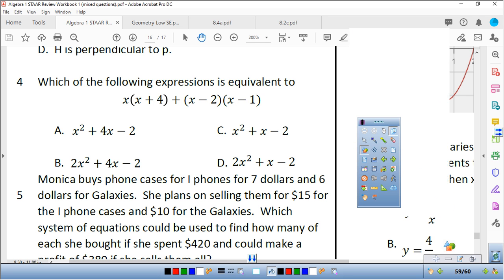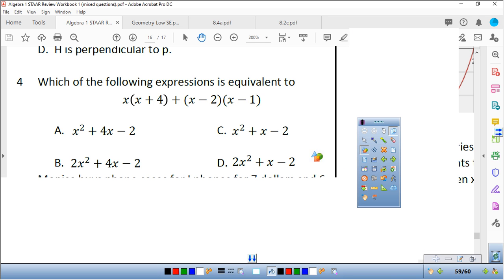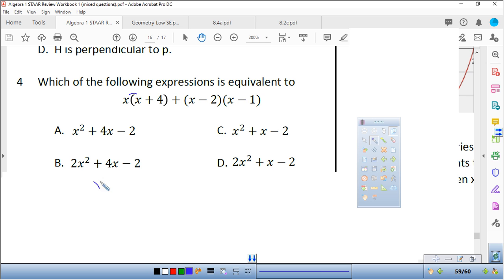Okay, let's go on. Let's try this next one over here. Okay, this is easy. It's not too bad. So I want to distribute here. Gives me x squared. Distribute here, plus 4x plus this plus. Multiply here, x squared. Multiply here, negative x. Multiply here, negative 2x. Multiply here, positive 2.